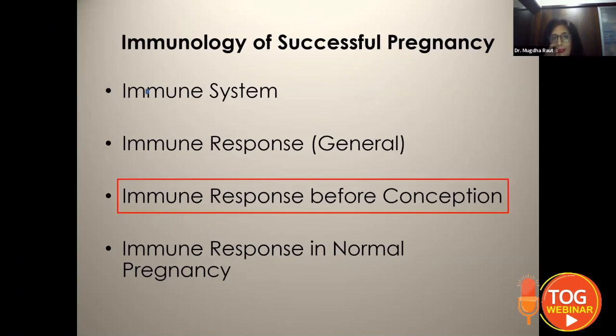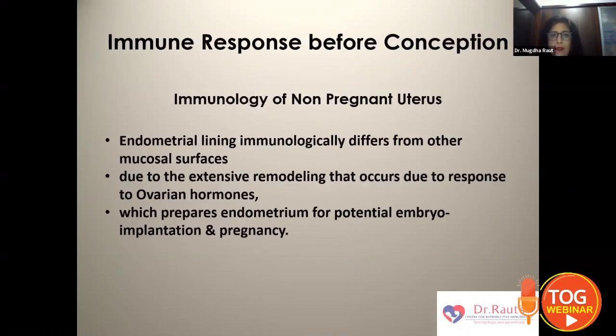So to understand the immunology of a successful pregnancy, let us see how the mother's body prepares herself for immune response before conception. The endometrial lining is immunologically different from other mucosal surfaces. And this is due to the extensive remodeling that occurs due to the ovarian hormones. The ovarian hormones prepare the endometrium for potential embryo implantation and pregnancy.